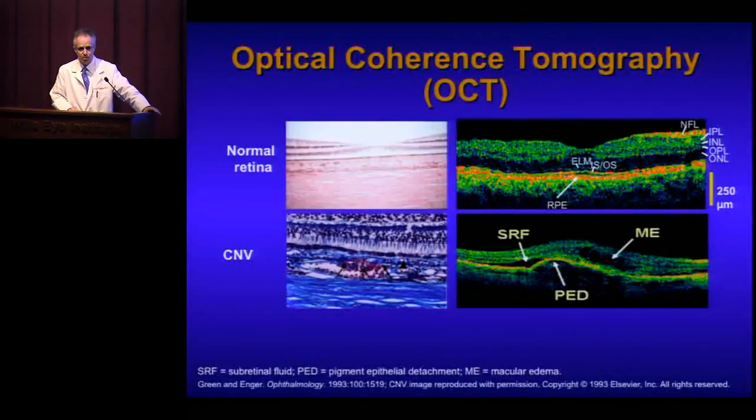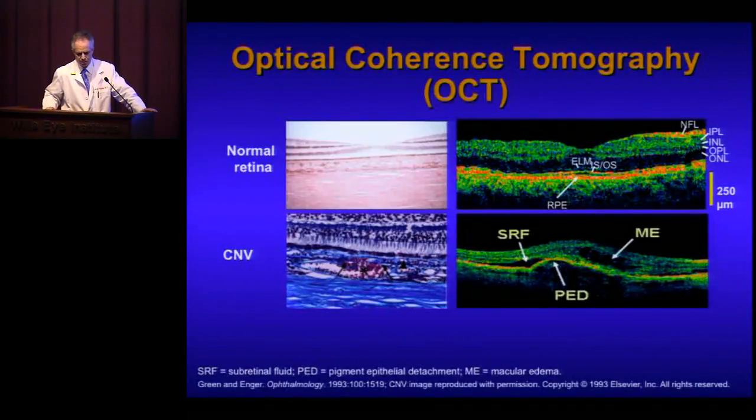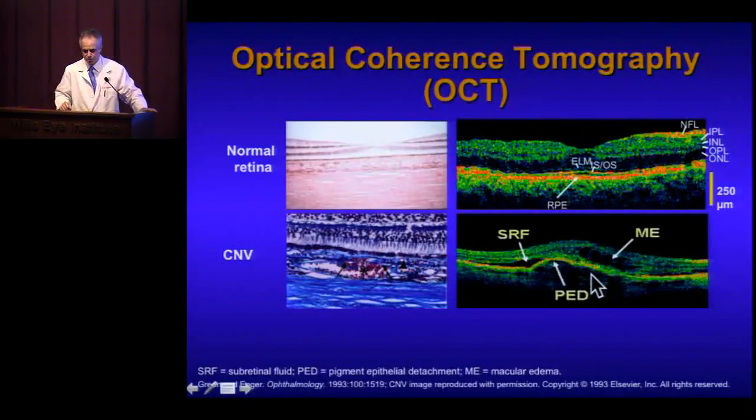OCT has become an invaluable tool in diagnosis, and in particular, in monitoring the response to therapy, because an OCT will tell us the presence or absence of signs of exudation, particularly fluid at the various levels, as shown here. This is sub-RPE fluid, subretinal fluid, and macular edema. There's typically one or all 3 areas of fluid in patients with wet AMD.